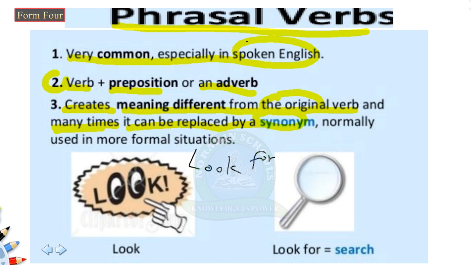For example, this picture shows us look. He's looking at something. But in this one, he's looking for something. He has lost something, so it means search. He's searching for something. So they are different. This is the original meaning, but this one is a phrasal verb when we add for.